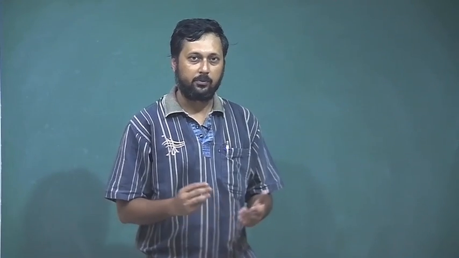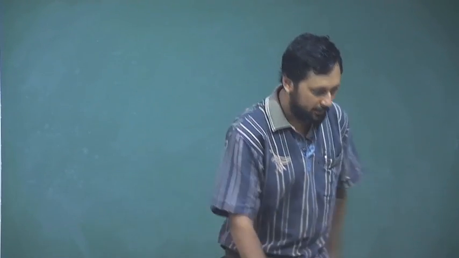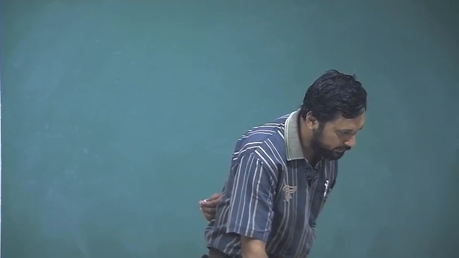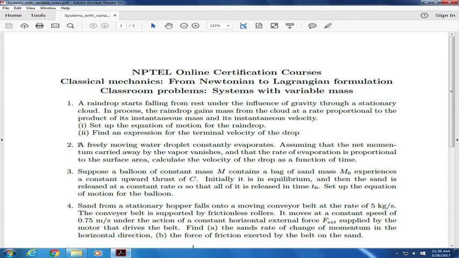Okay, so we continue with the problems on variable mass. Let us look at problem 2 here. The problem says the freely moving water droplet constantly evaporates, assuming that the net momentum carried away by the vapor vanishes and that the rate of evaporation is proportional to surface area. Calculate the velocity of the drop as a function of time.